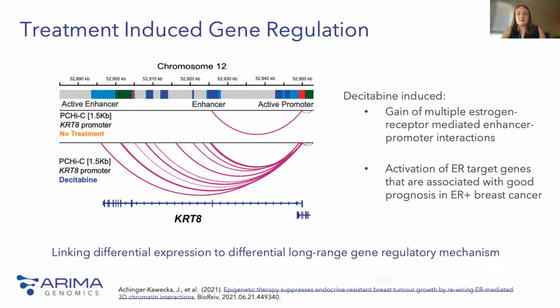They also saw similar patterns in other key genes, sort of supporting this model that many enhancer sites were being demethylated and reactivated following treatment with decitabine, which they also showed led to the activation of estrogen receptor target genes and tumor suppression pathways that are associated with good patient prognosis in these endocrine-resistant estrogen receptor positive breast cancer patients.